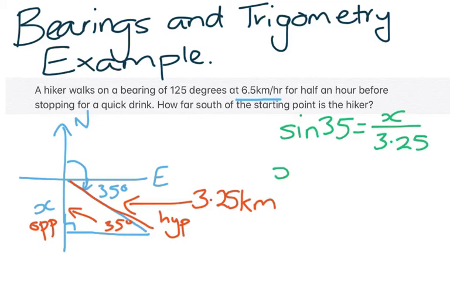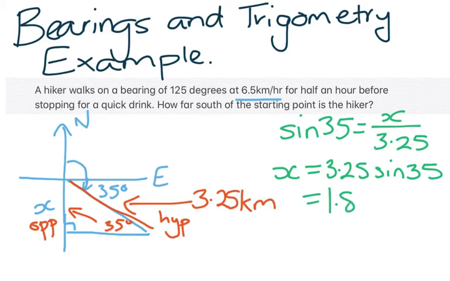So then we have x on the top, so it means it's going to be multiply. So 3.25 times sine of 35, and on your calculator, that gives you 1.86 kilometres. So then you would say the hiker is 1.86 kilometres south of their starting point. Okay, yes, they've walked out on that bearing, but if we're just looking at how far south they are, 1.86 kilometres. Hopefully that has given you a bit of insight into the further applications of right-angled trigonometry.